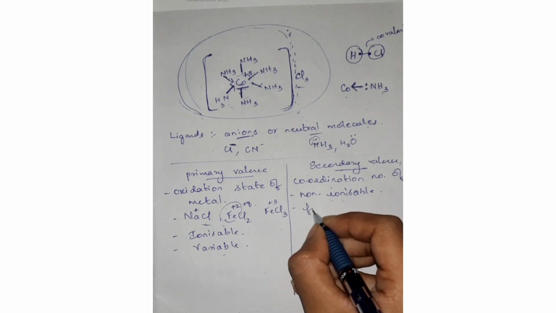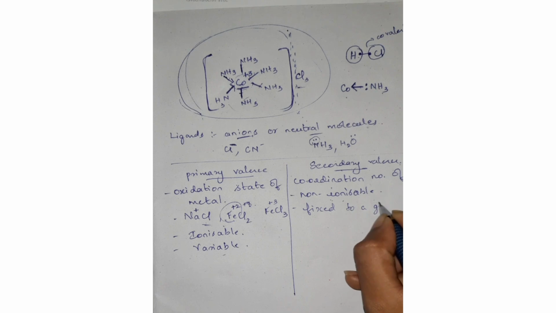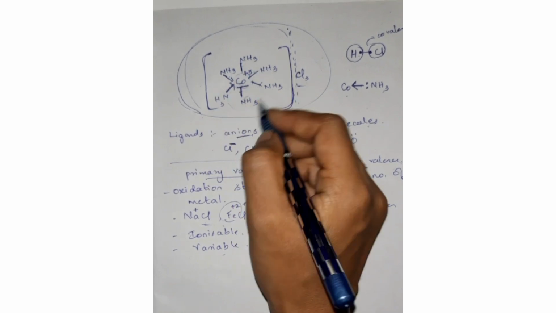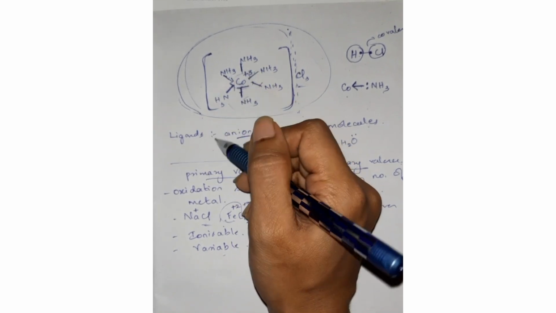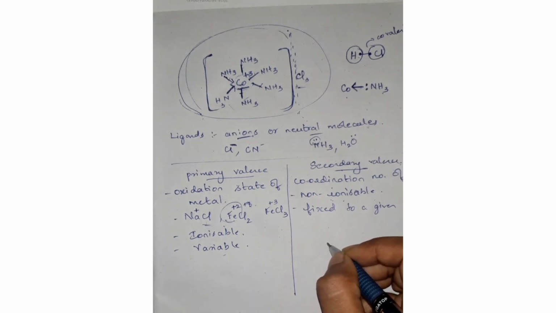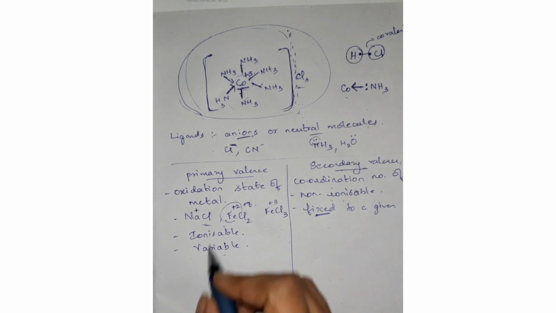The secondary valence is fixed to a given metal. If you see the secondary valence of cobalt, that is the coordination number of cobalt, in most cases it will be 6. And for platinum, in most cases it will be 4. So it is fixed to a given metal, whereas primary valency is variable.